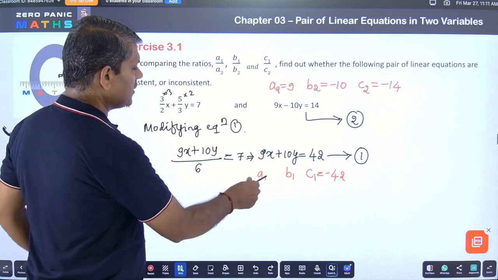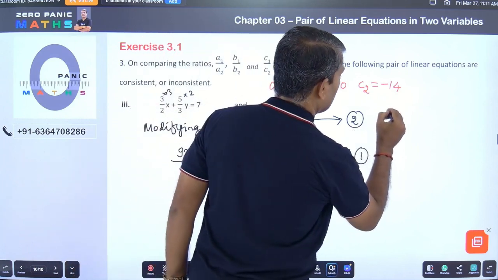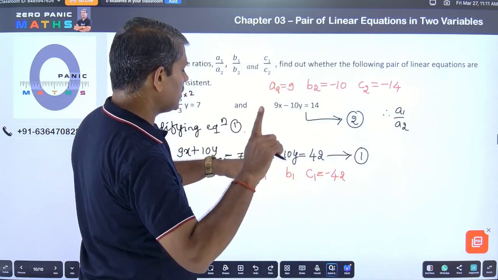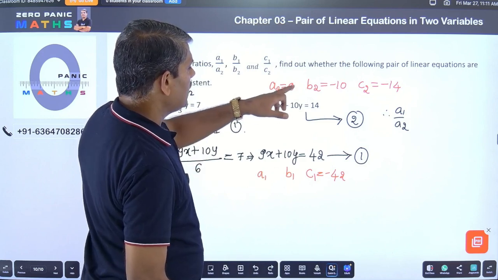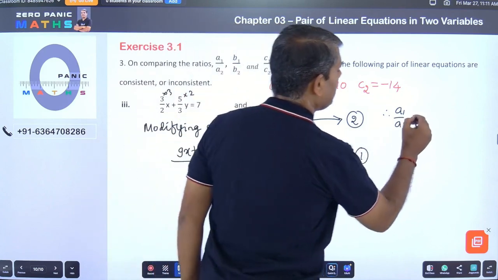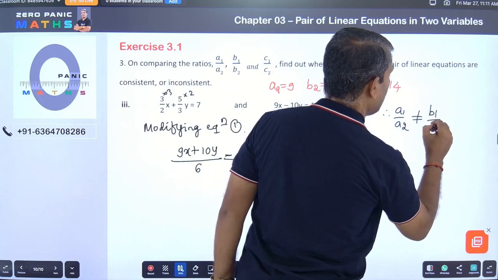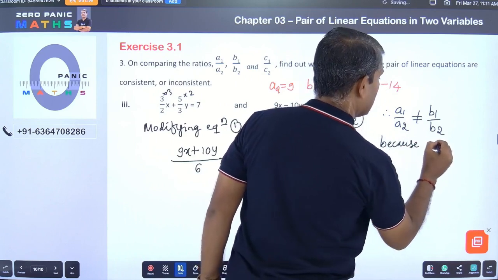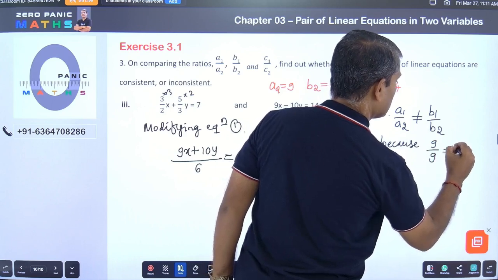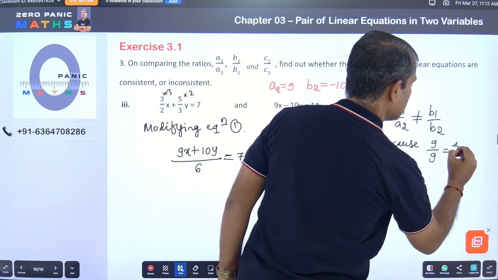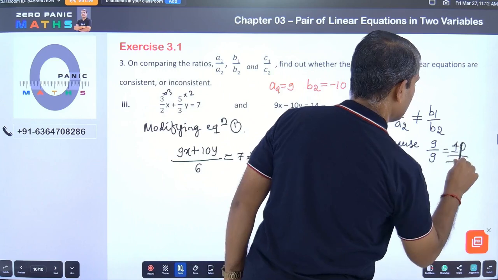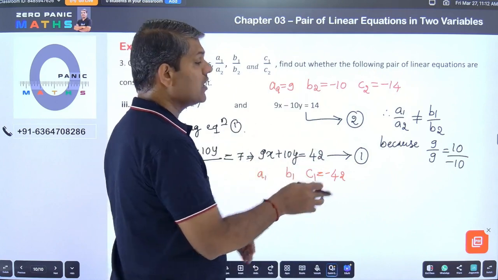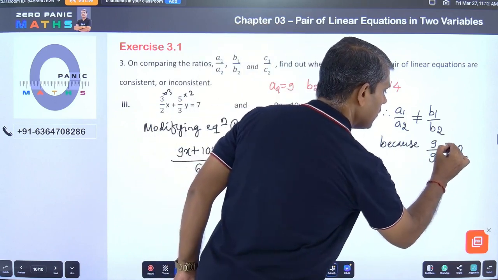a1 by a2 is 9 by 9, which is 1. b1 by b2 is 10 by minus 10, which is minus 1. a1 by a2 is not equal to b1 by b2, because 9 by 9 is not equal to 10 by minus 10.